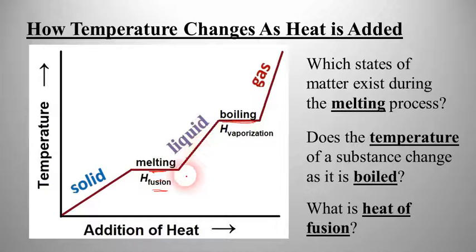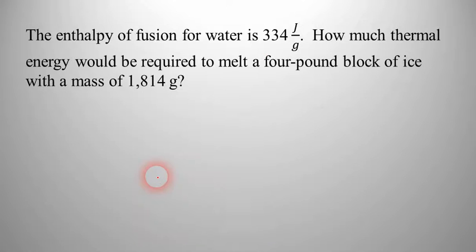Now, what is the heat of fusion? This is the amount of energy that's required to melt, or in the other direction, to freeze. How much energy must be removed to freeze the liquid? Let's try an example with this. Here we have a problem. It says the enthalpy of fusion for water is 334 joules per gram. How much thermal energy, or as we usually call that, heat, would be required to melt a 4-pound block of ice with a mass of 1,814 grams?